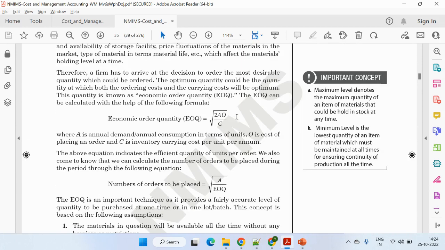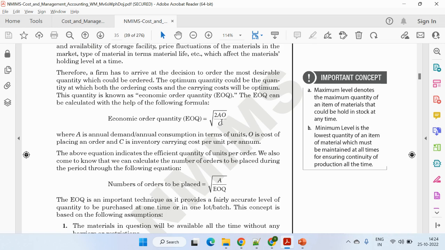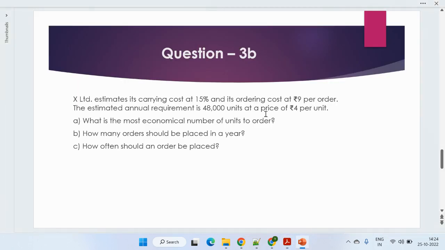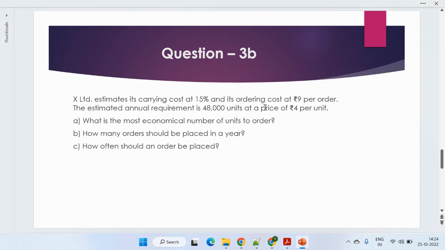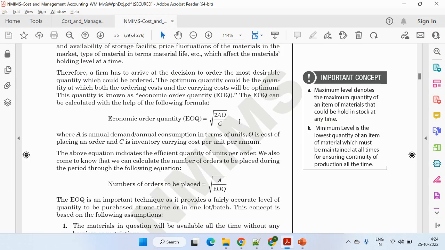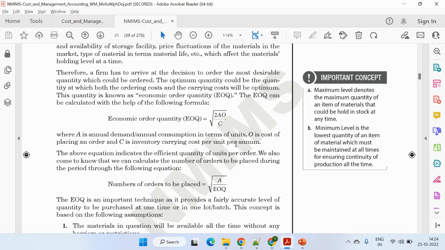If you see the very first formula, the square root of 2AO upon C. The values are all provided: carrying cost is provided, order cost is provided, and the estimated quantity is provided. So you have the A value, which is 48,000, the annual demand. O is the cost of order, which is the ordering cost, 9. And the inventory carrying cost, which is C, is 15% of 4 per unit. So this is the way you have all the values. Put the values, and you will get EOQ.